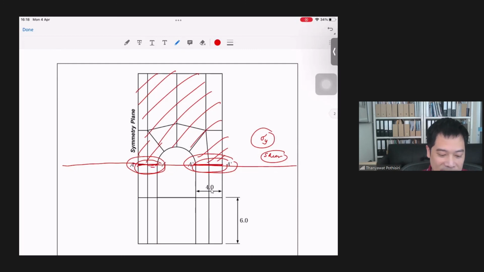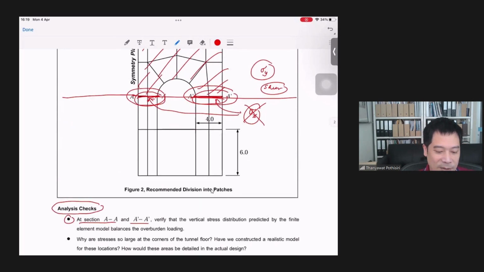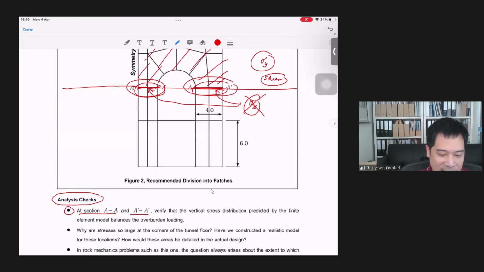And along this plane, along these two planes, would you see sigma x? No, right? Because this plane is parallel to the x direction, so there would be no sigma x occurring along this plane. Okay. All right. So you should check this kind of thing to verify your answer.